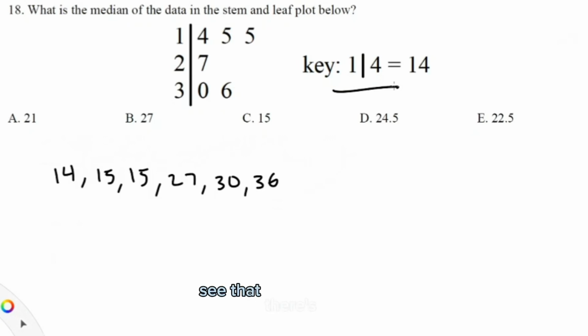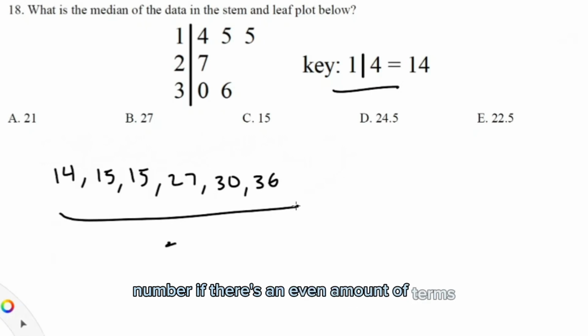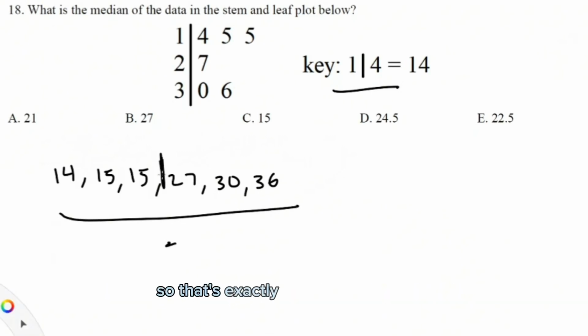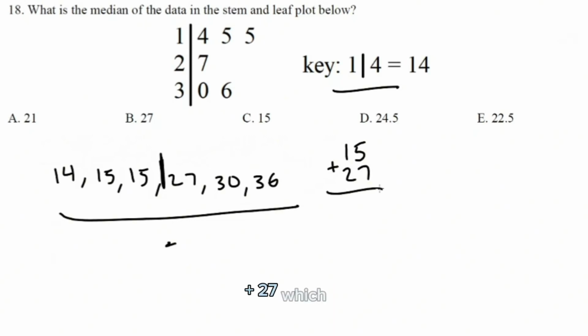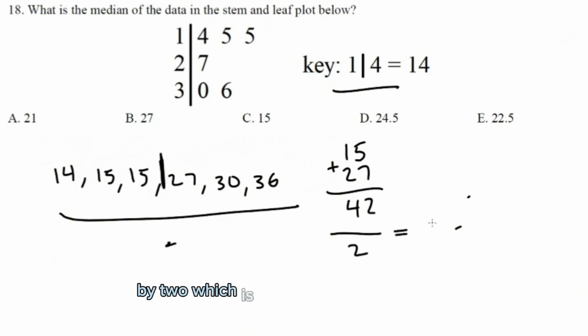But here you can see that there's 6 terms, so you can't actually have a middle number if there's an even amount of terms, because the middle number would just be between these two terms. So that's exactly what we have to do. We have to find the number between 15 and 27. So that would just be 15 plus 27, which is 42, and then you divide that by 2, which is 21, and that's your answer.